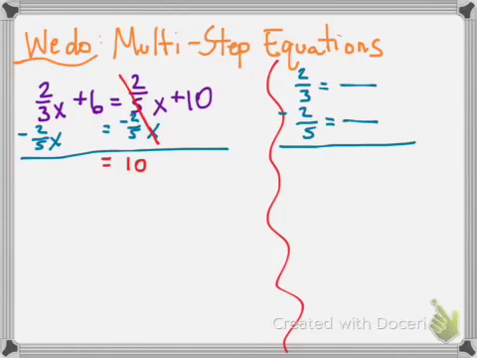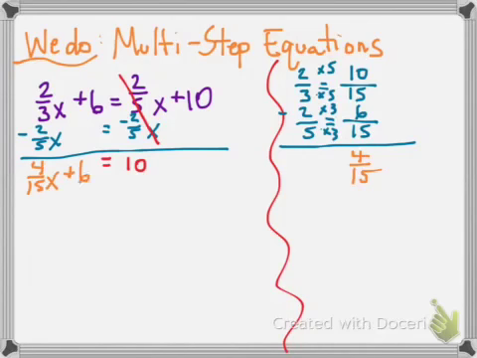I know that the LCD between 3 and 5 is 15. So 3 times 5 will give me 15, so 2 times 5 will give me 10. 5 times 3 will give me 15, so 2 times 3 will give me 6. And then I can subtract, and I have 10 minus 6 is 4/15. So back to my problem over here, 2/3 x minus 2/5 x is 4/15 x. I'll bring down my plus 6.